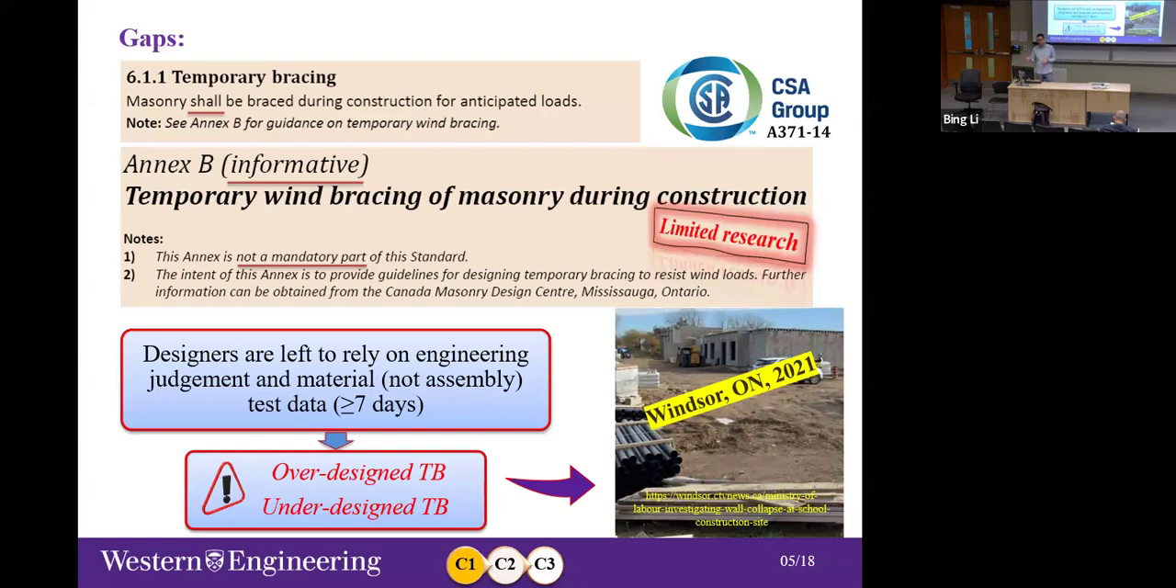So in this situation, designers rely on engineering judgment, not detailed material properties and a design process, which results in over-designed or under-designed temporary bracing. For example, in 2021, in Windsor, one LDH masonry wall failed after 2 days, I believe, and resulted in injury to workers.